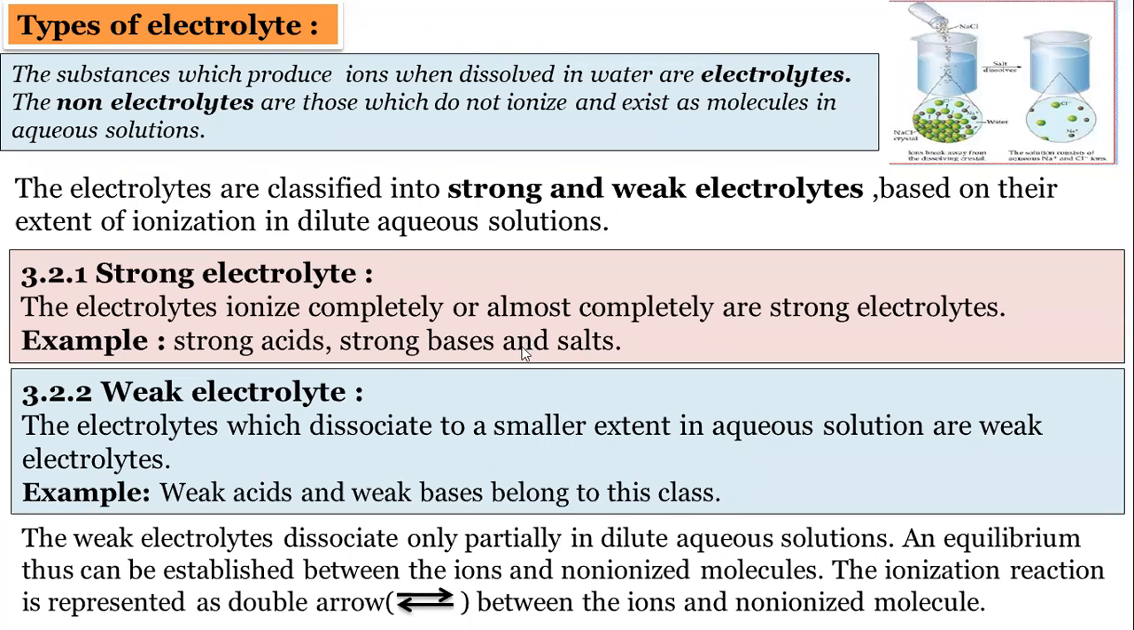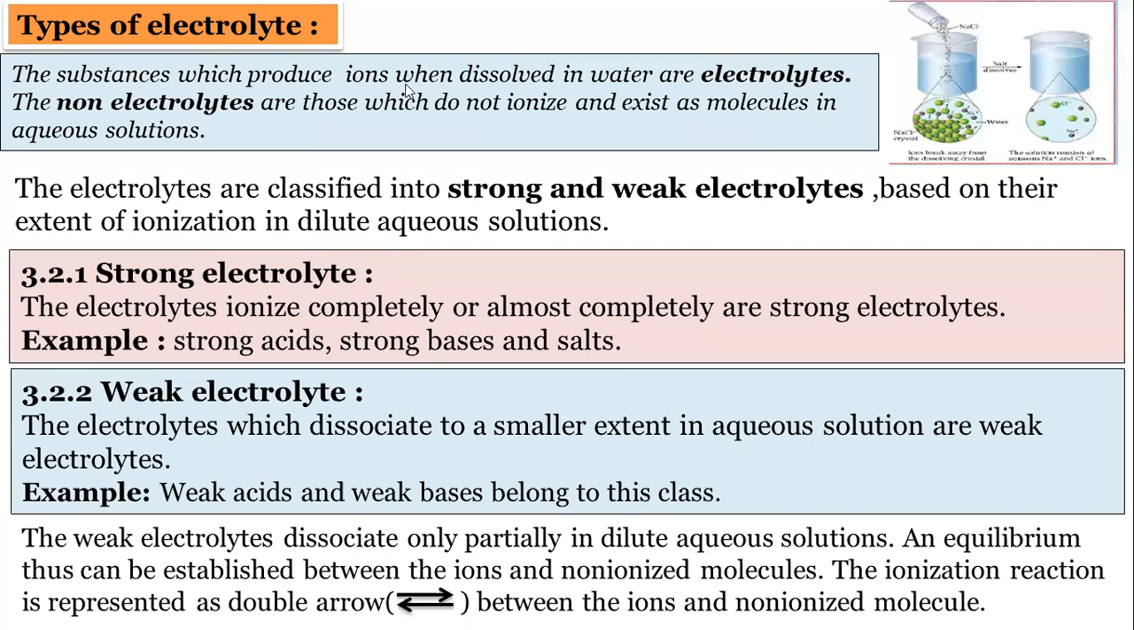But electrolyte, I think this concept is also included in 9th standard and 10th standard. But for the 12th standard, there are types of electrolytes. Before the types of electrolytes, you must understand what is meant by electrolyte. So I will discuss electrolyte first. The substances which produce ions, remember, ions meaning positively charged cations and negatively charged anions, when they are dissolved in water. When any substance dissolved in water produces ions, it is called an electrolyte, remember.